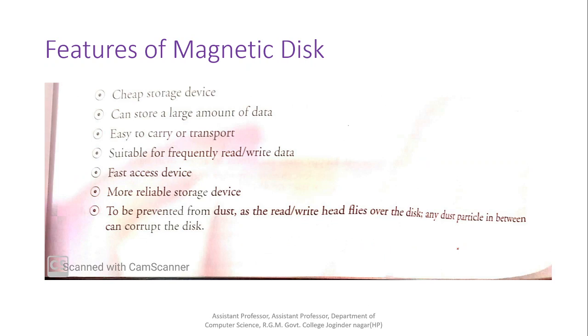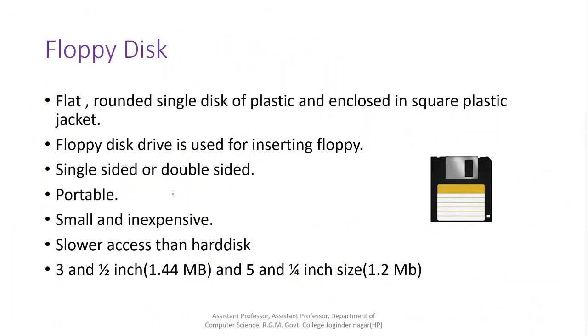So next, the main features of magnetic disks are: they are cheaper storage devices, they can store a large amount of data, they are easily carried from one place to another so they are portable in nature, and they are suitable for frequently read-write data. They are faster access devices as compared to magnetic tapes, and they are more reliable storage devices.